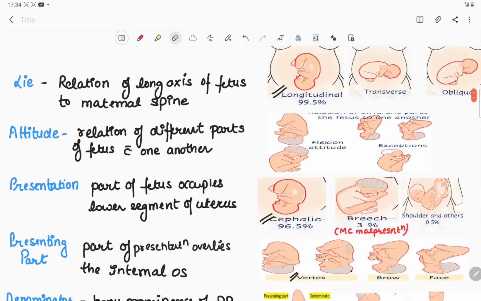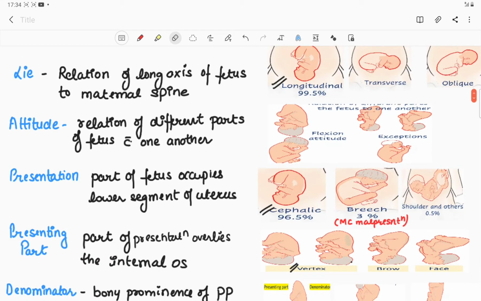Let's discuss about some definitions. What is lie? Lie is relation of long axis of fetus to the maternal spine. Most common lie is longitudinal, that is 99.5%, and transverse lie and oblique lie. What is attitude? It is relation of different part of fetus with one another. It can be flexion or extension.